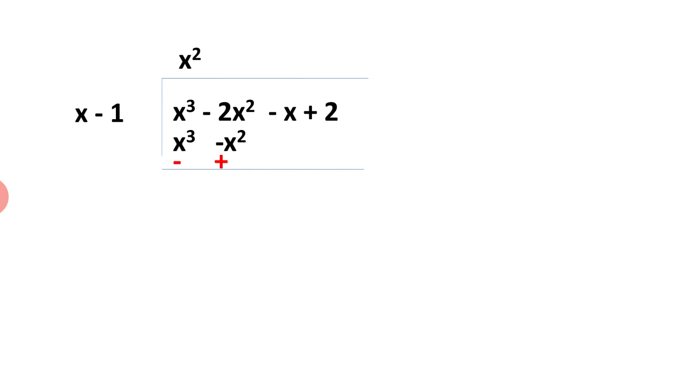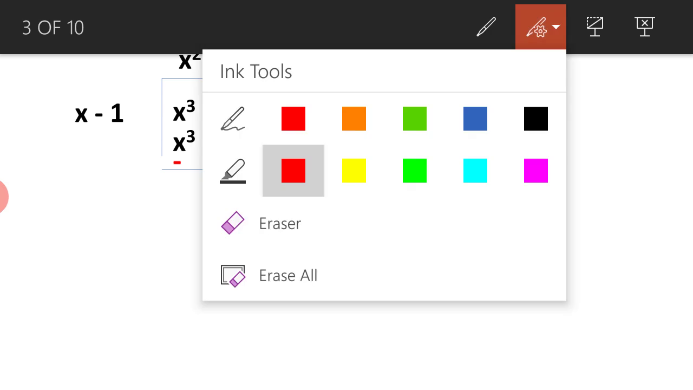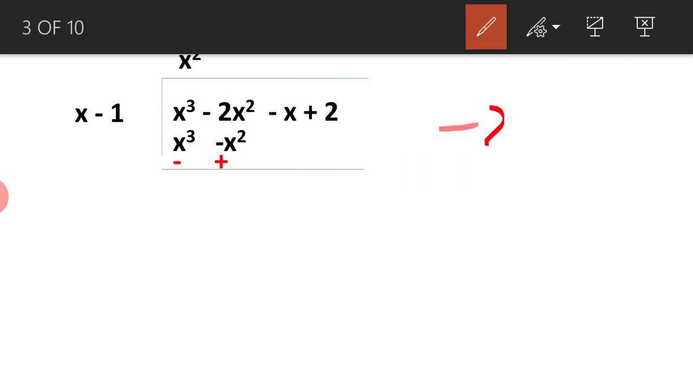So let us go for long division. We have written p of x. What is the divisor? x minus 1. Now the first quotient term is x cube upon x, that is x square. Now multiply x square into x, that is x cube, and x square into minus 1, that is minus x square. Subtraction, so the sign will change. x cube minus x cube will cancel each other, and minus 2x square plus x square.